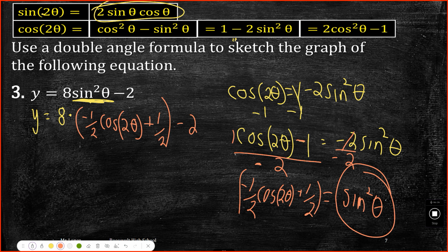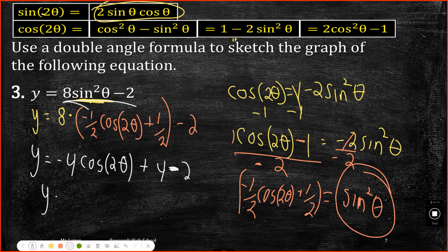Distribute. So y is going to equal 2 times negative 1/2... half of 8 is negative 4, it's a negative cosine 2 theta. This is going to be 4 minus 2 here. So y equals negative 4 cosine 2 theta plus 2.